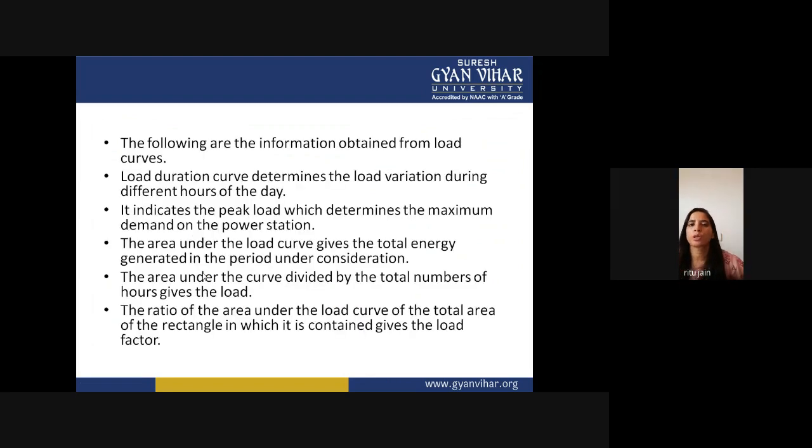Now we come to the next point. The following is the information obtained from load curves. The load curve shows the load variation during different hours of the day. It indicates the peak load, which determines the maximum demand on the power station. The area under the load curve gives the total energy generated in the period under consideration. The area under the curve divided by the total number of hours gives the average load. The ratio of the area under the load curve to the total area of the rectangle in which it is contained gives the load factor.